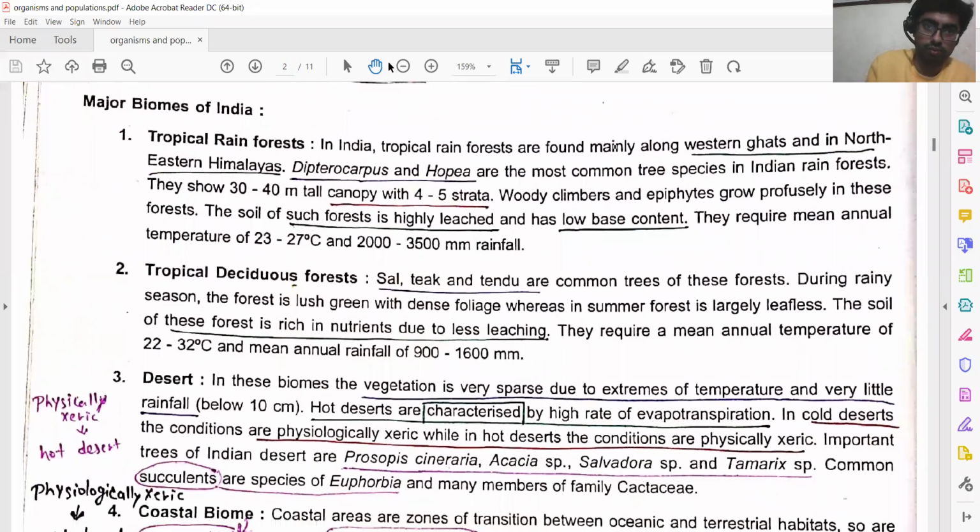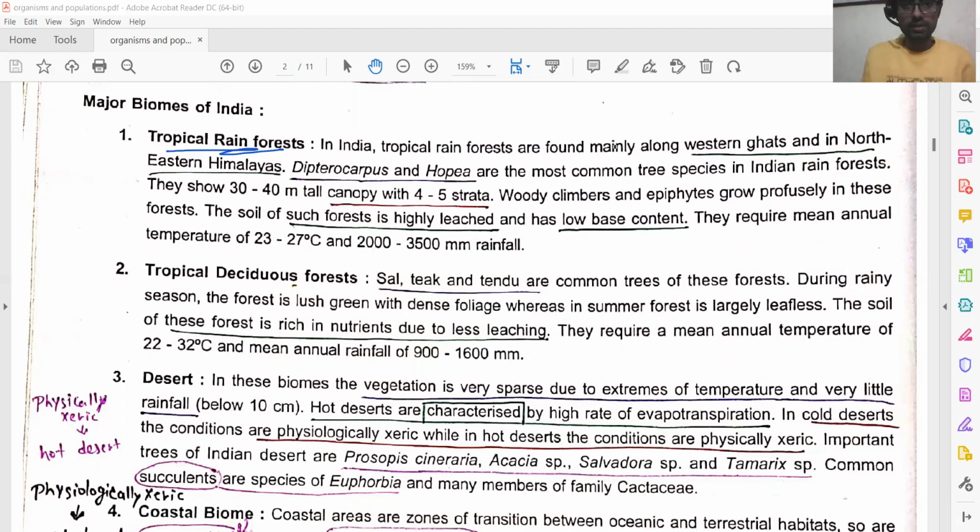Major biomes of India. So the first biome is tropical rainforest. I guess this part is looking very much like geography. You must have studied these topics in geography in class 10th, 9th and 8th as well. So there is nothing new. Exactly, nothing is new in this topic. But okay, if it is an NCERT, we need to go through it.